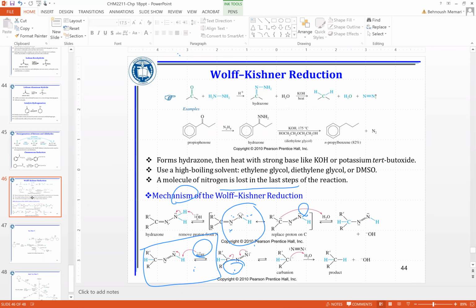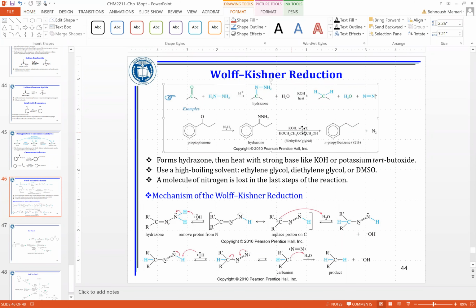For Wolff-Kishner reduction, you do need to know the reagent mixture. What is the reagent mixture? However, you don't need to know the mechanism. Just know the reagent mixture. The reagent mixture that you are using here is going to be diethylene glycol and KOH, 175 degrees Celsius, at least recognize it, and then hydrazine. So you have hydrazine and KOH, and heat.